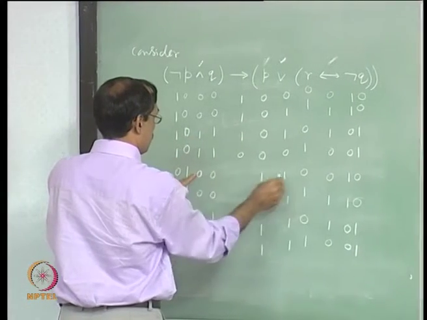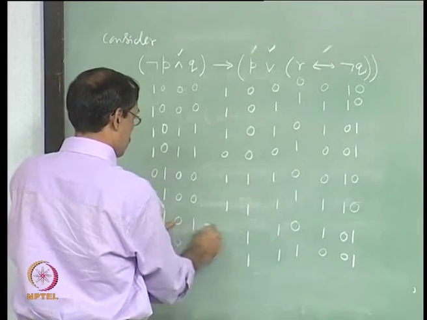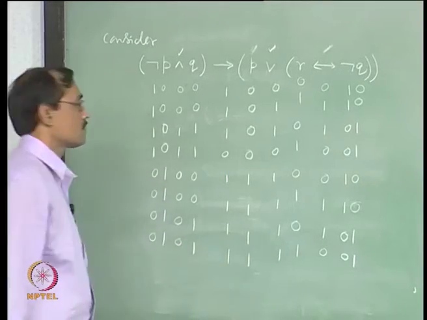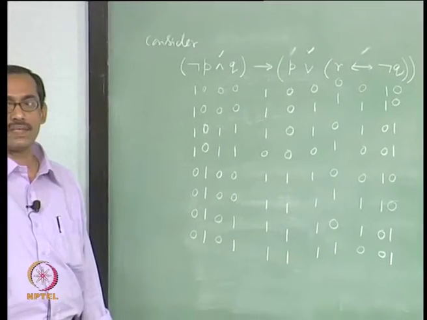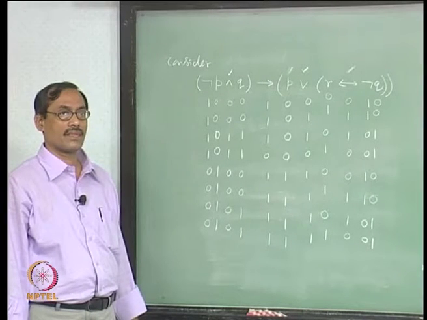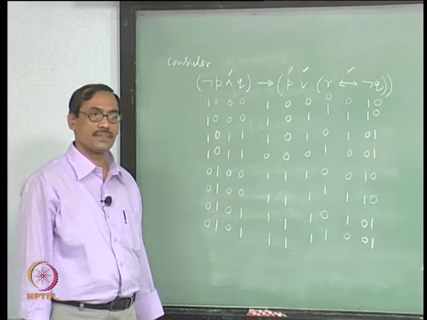Zero here. Is that right? Fine. So, that is how the truth table will go.